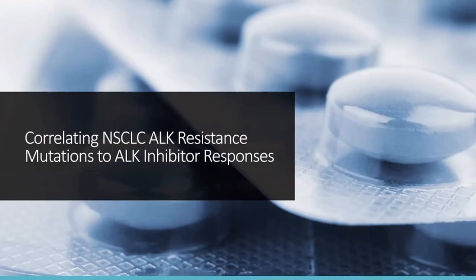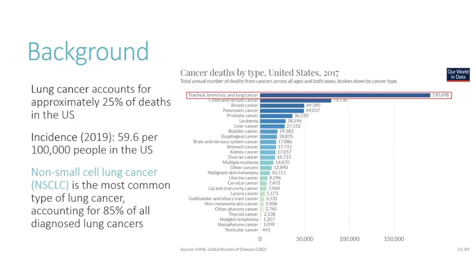Research project correlating non-small cell lung cancer ALK resistance mutations to ALK inhibitor responses. Lung cancer is a disease of cells that starts in cells of the lungs. In addition to being one of the most common types of cancer, lung cancer is also the leading cause of cancer deaths in the United States in 2017, as shown in this bar graph on the right, accounting for approximately 25% of deaths in the United States.